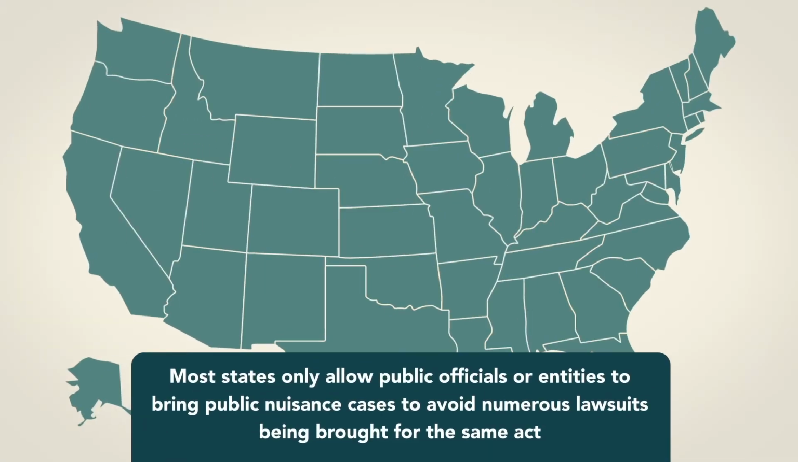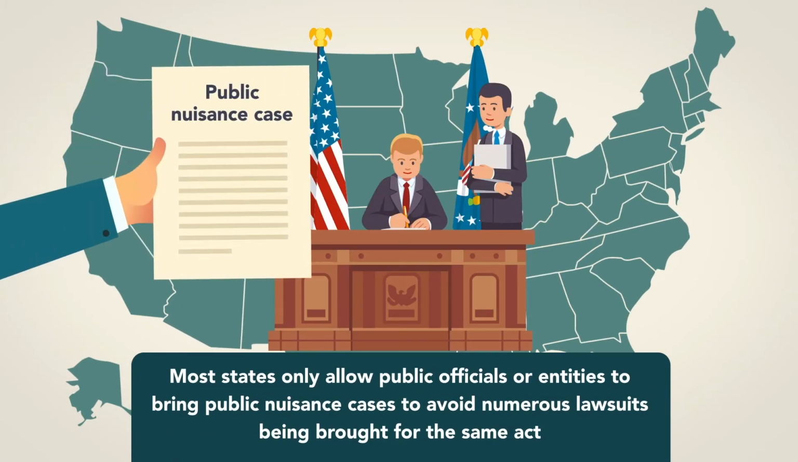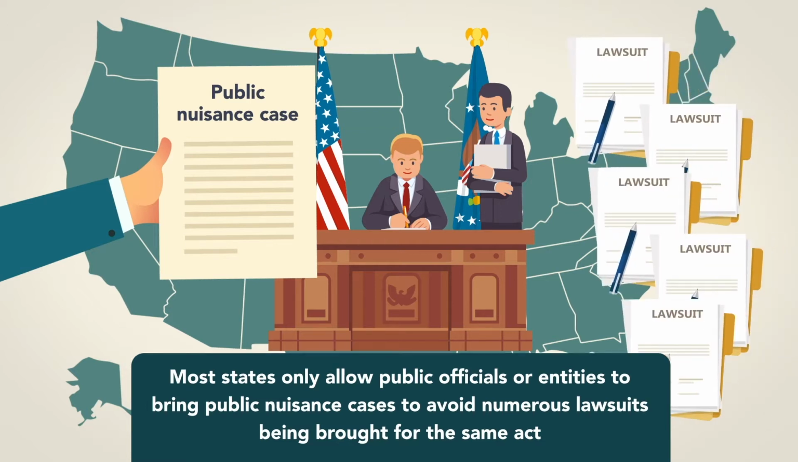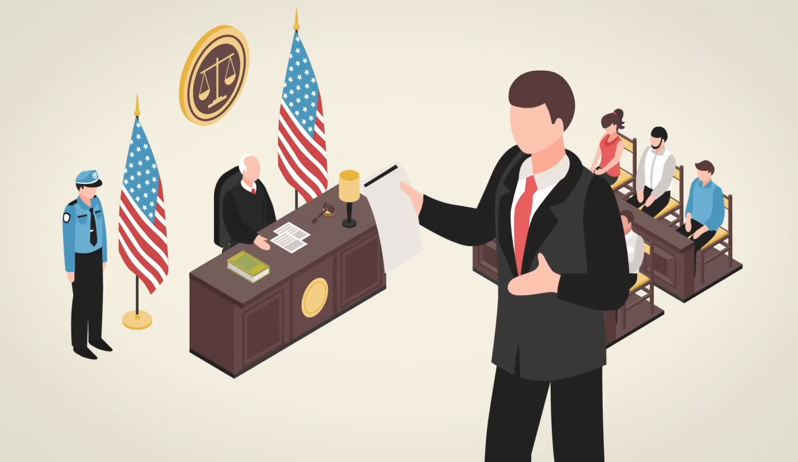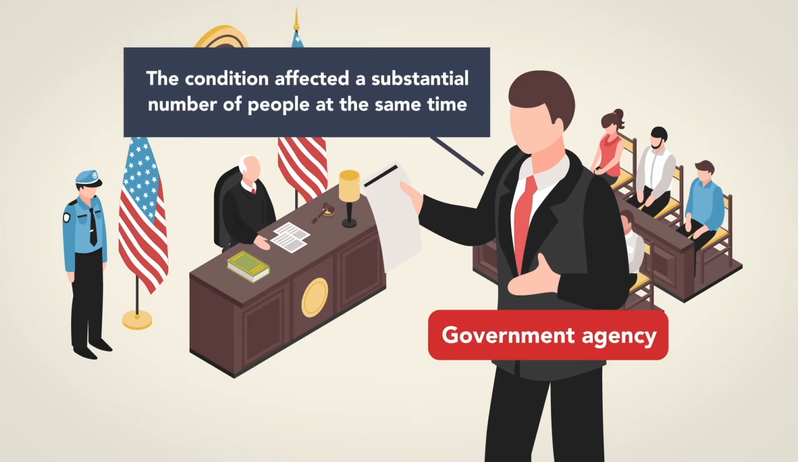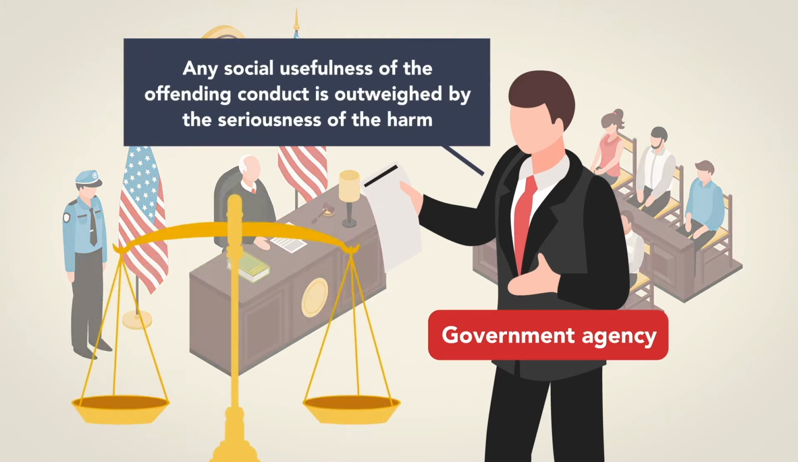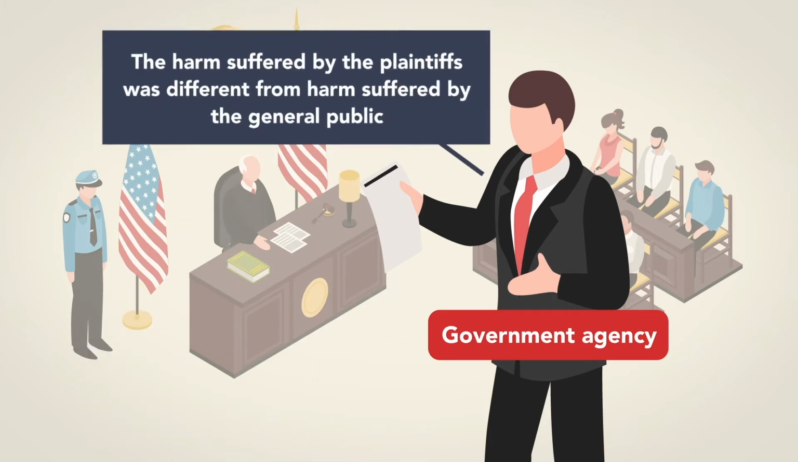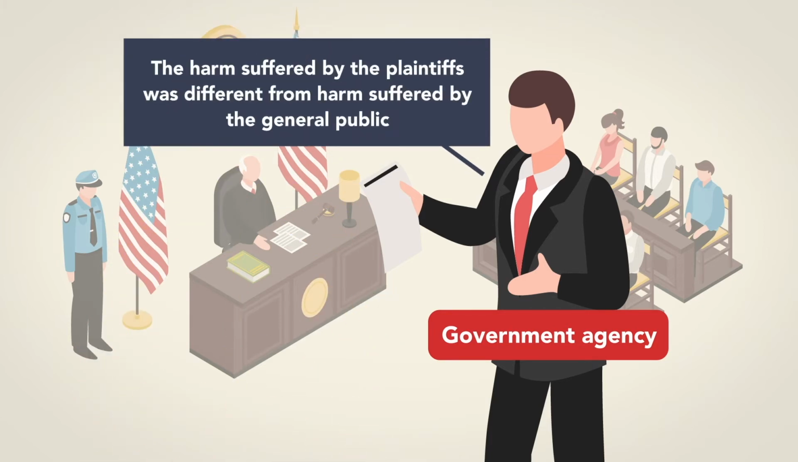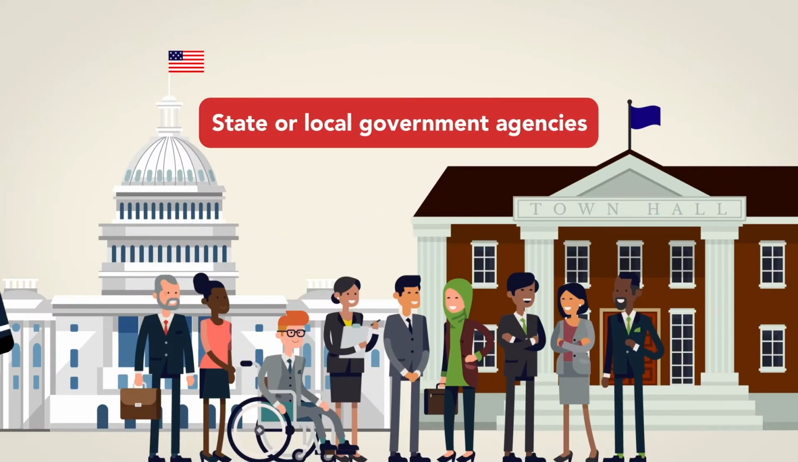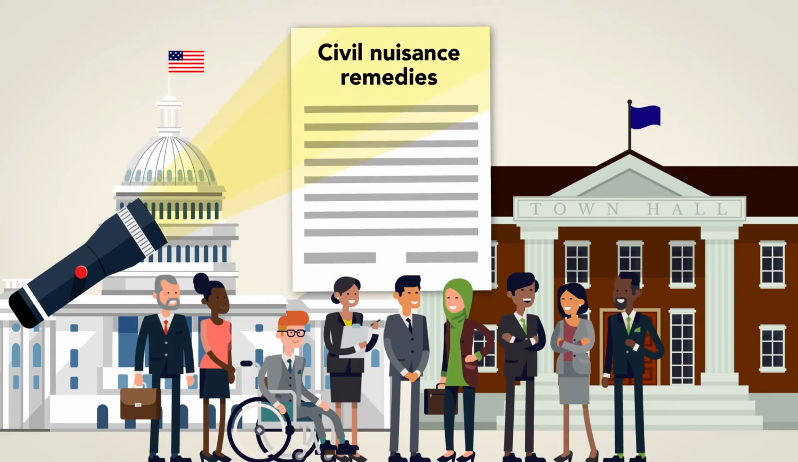Most states only allow public officials or entities to bring public nuisance cases to avoid numerous lawsuits being brought for the same act. To succeed in a public nuisance claim, the plaintiff, usually a government agency, must prove that the condition affected a substantial number of people at the same time, that any social usefulness of the offending conduct is outweighed by the seriousness of the harm, and that the harm suffered by the plaintiffs was different from harm suffered by the general public. State or local government agencies may seek civil nuisance remedies in response to a public nuisance.